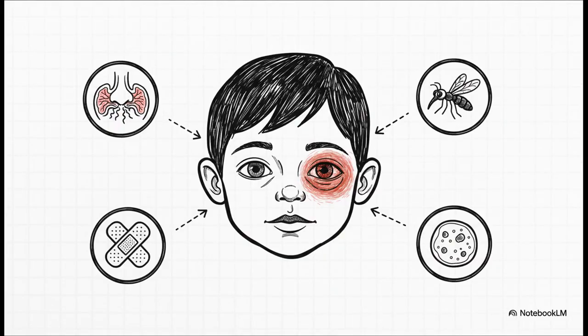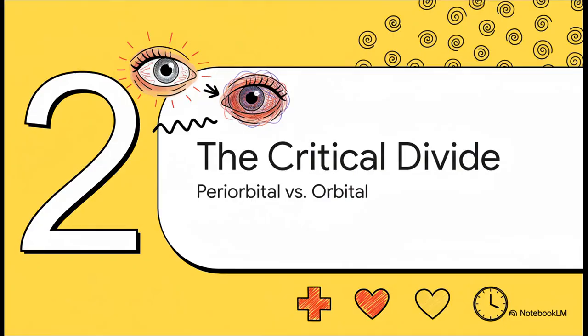Now, this kind of infection doesn't just appear out of nowhere. It usually follows some other problem. In fact, more than 80% of these cases are actually linked to a sinus infection. But it could also be something as simple as a little bump to the eye area or even just an insect bite.